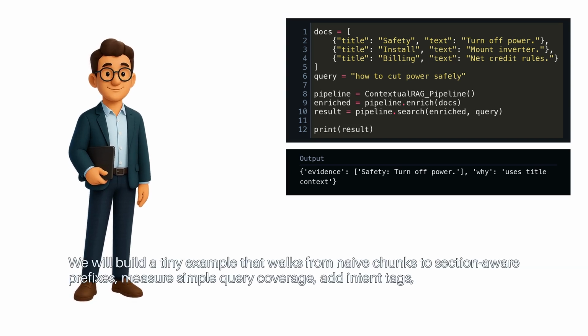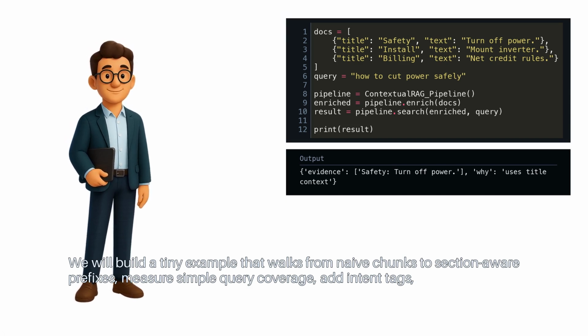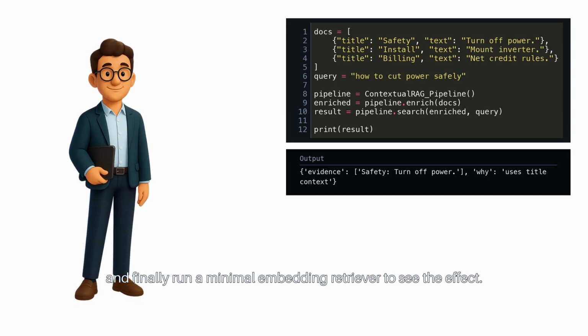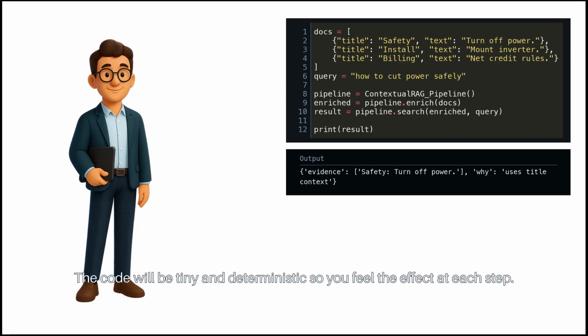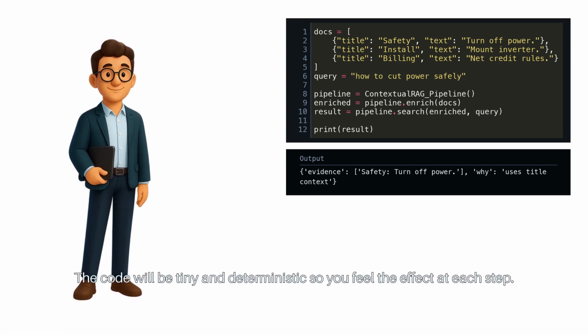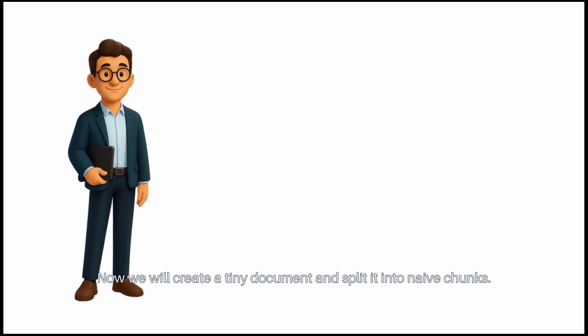We will build a tiny example that walks from naive chunks to section-aware prefixes, measure simple query coverage, add intent tags, and finally run a minimal embedding retriever to see the effect. The code will be tiny and deterministic, so you feel the effect at each step. Now we will create a tiny document and split it into naive chunks.